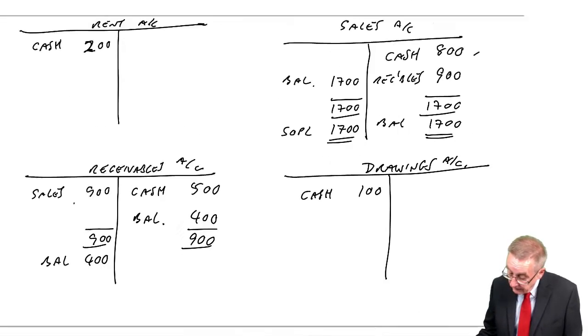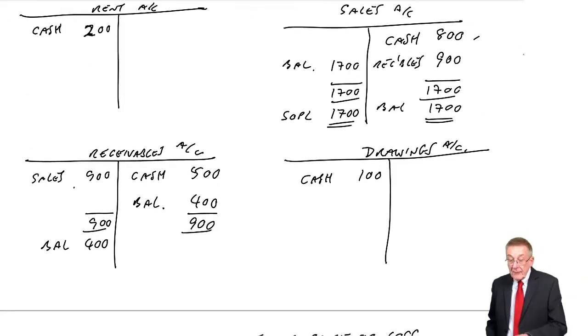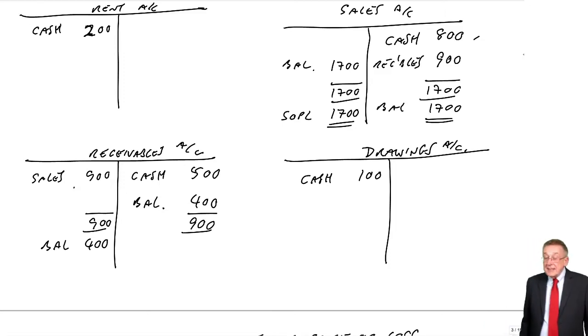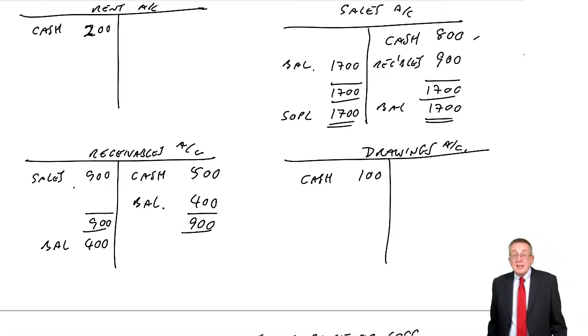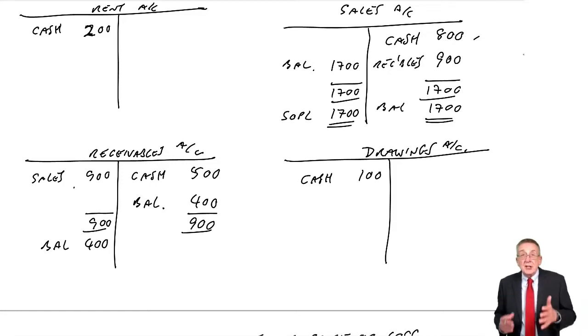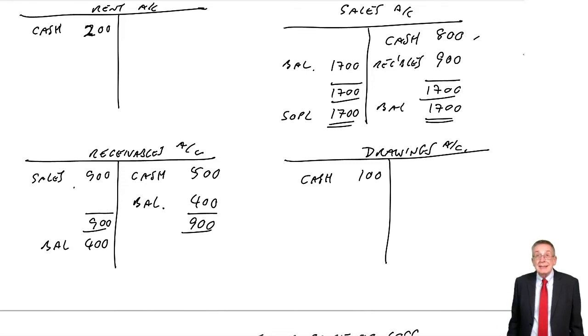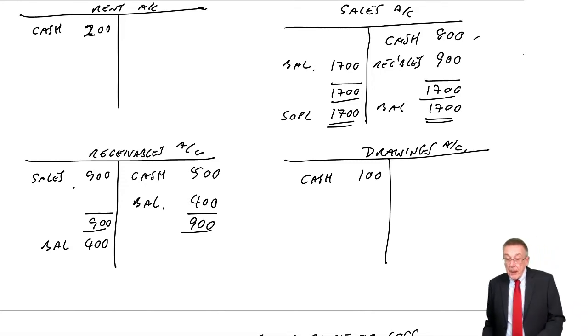What are the other accounts? Rent. Rent again is an expense. It's not an asset or a liability. This was simply a list of this year's rent. Next year, I want to list next year's rent. And so we remove it.